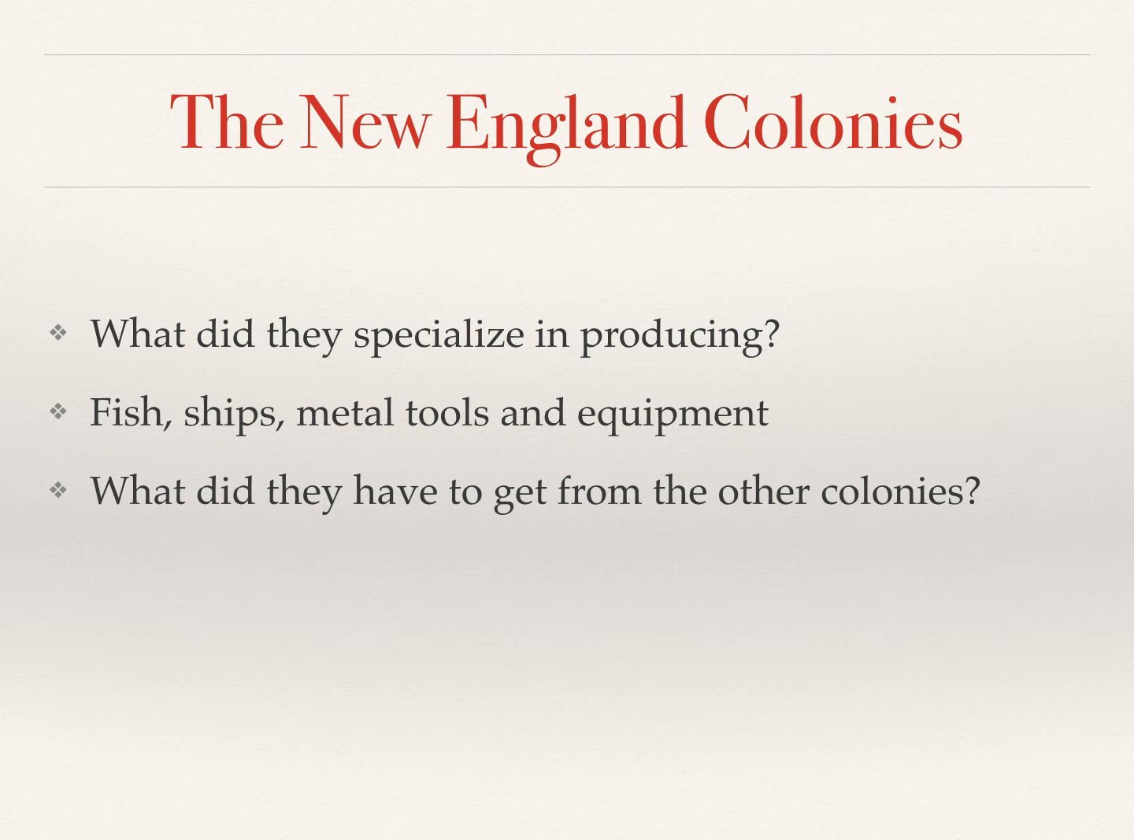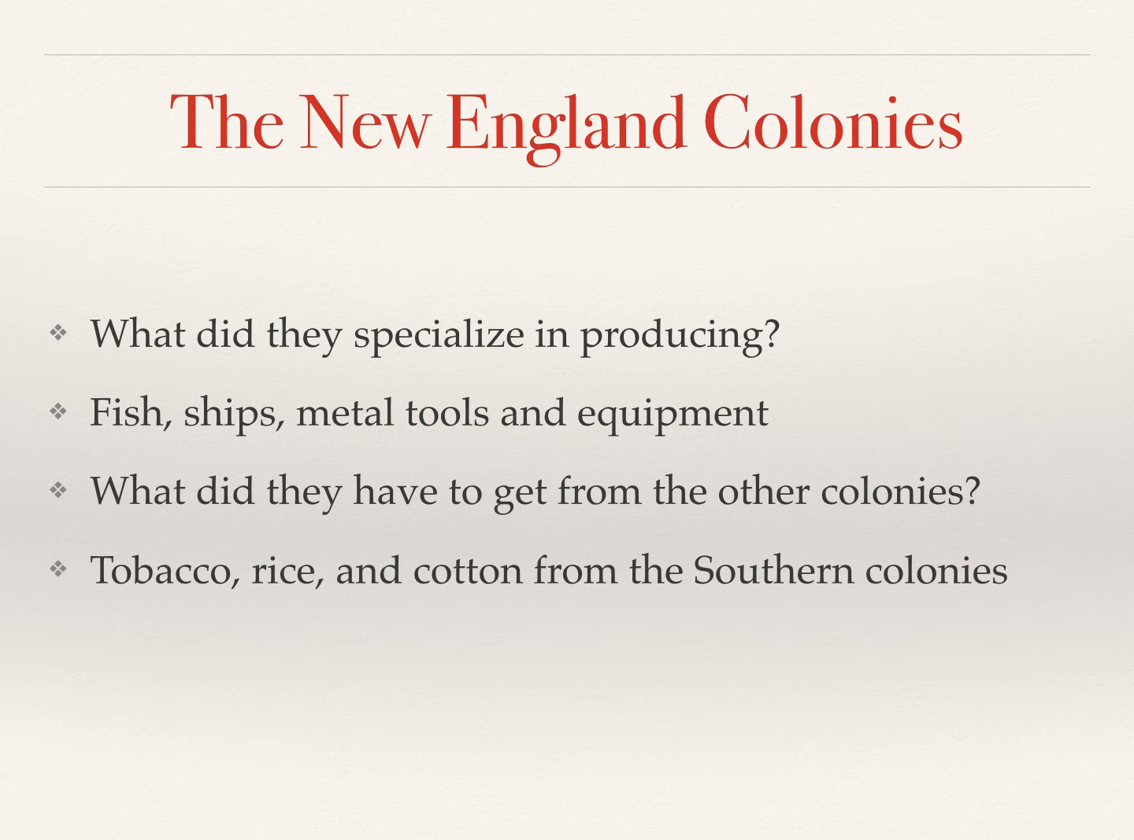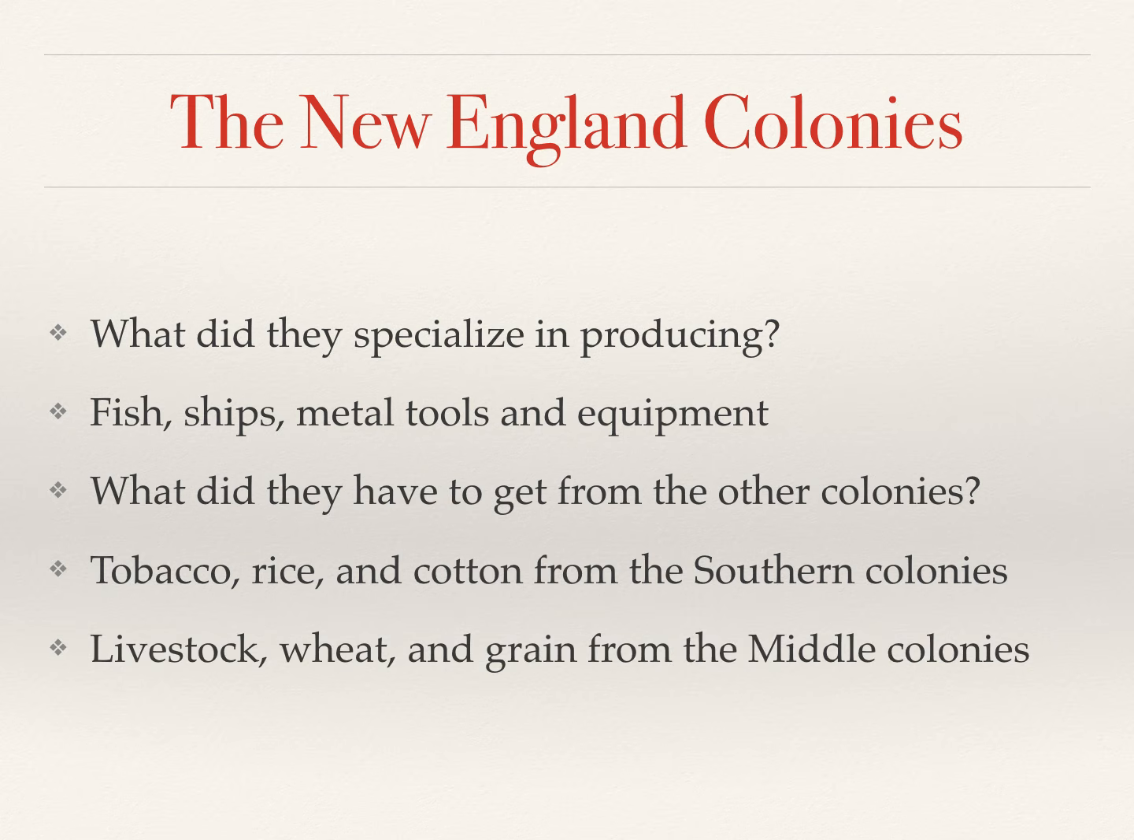So what did they need to get from the other colonies? Well, they needed tobacco, rice, and cotton from the Southern Colonies. And they got things like livestock and wheat and grain from the Middle Colonies. So as you can imagine, those are going to be the things that the Southern Colonies and the Middle Colonies specialize in.